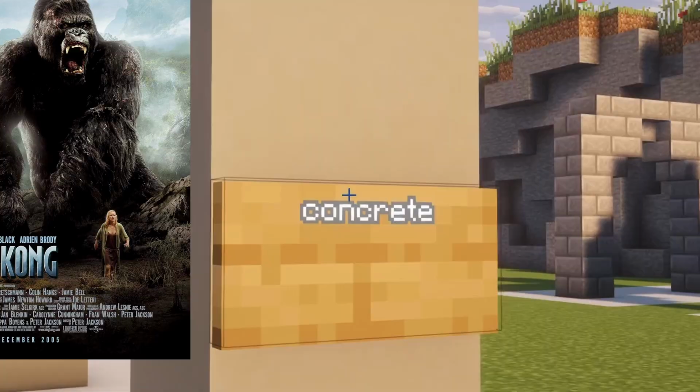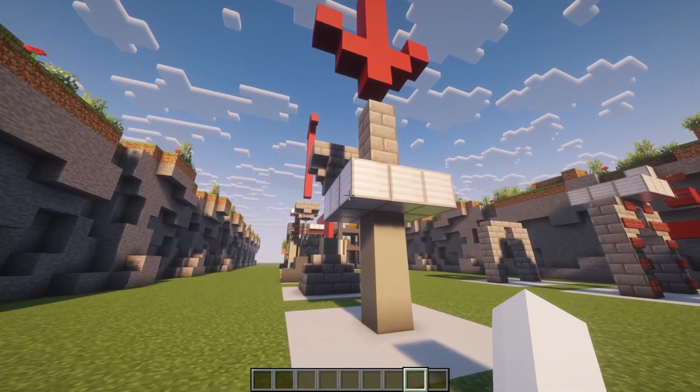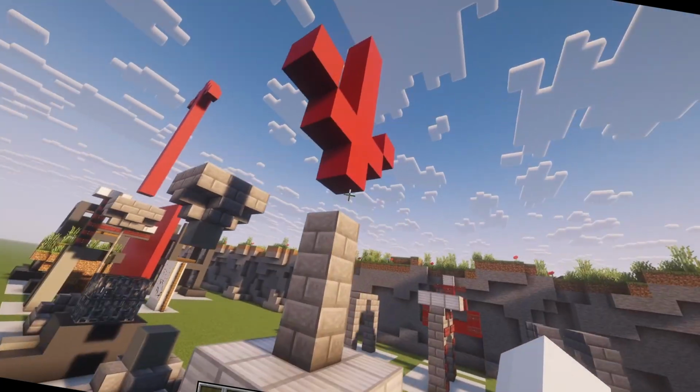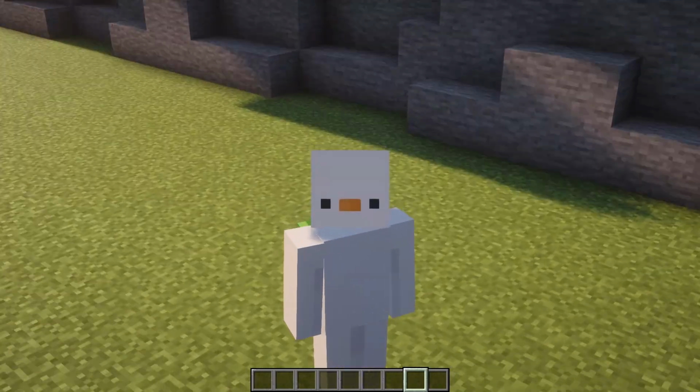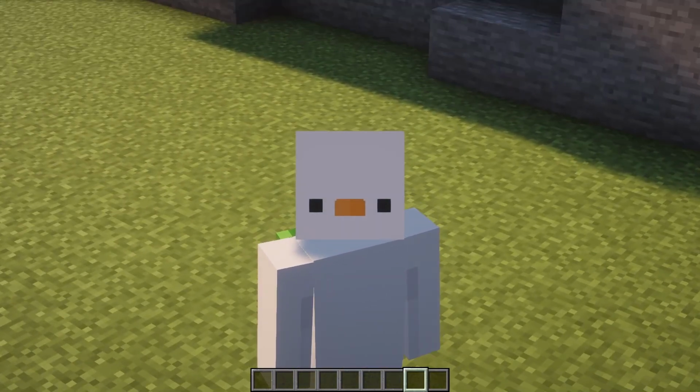Now moving on to concrete. As you can see, concrete is actually really good at compression, like really, really good at compression. But when it comes to tension, let's just say it completely breaks down under tension.